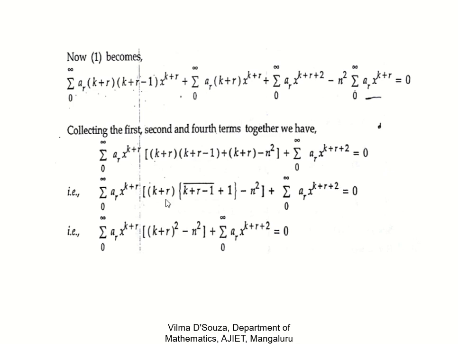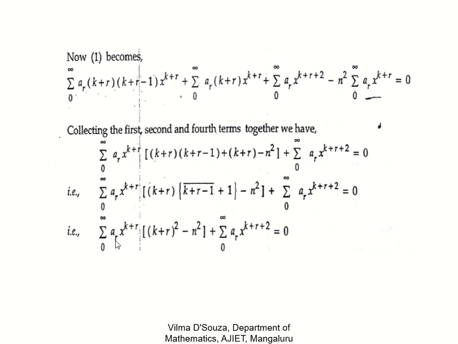Now you can simplify it further. Summation AR x to the power k plus r. In the first and the second term, you have k plus r as common. So if you take out k plus r, what are you left with? k plus r minus 1. And here when you take k plus r out, you are left with 1 minus n square. And the next term as it is, summation AR x to the power k plus r plus 2 is equal to 0.